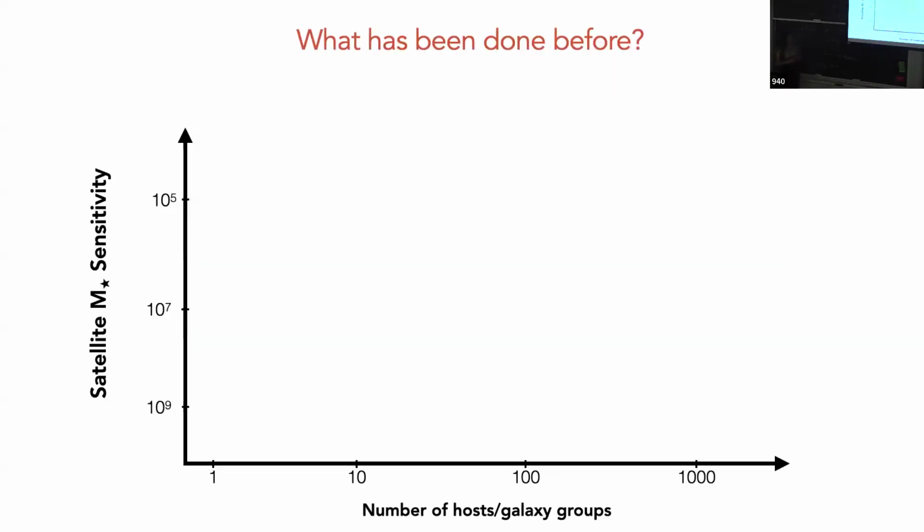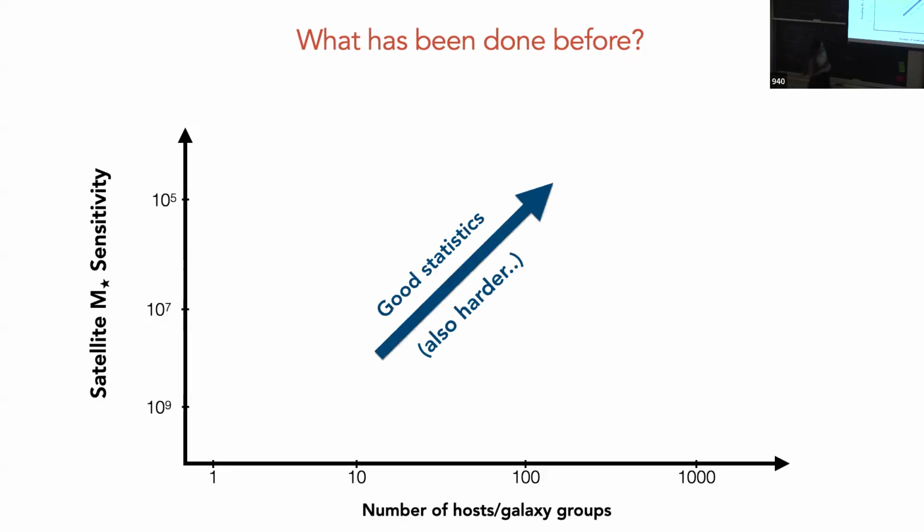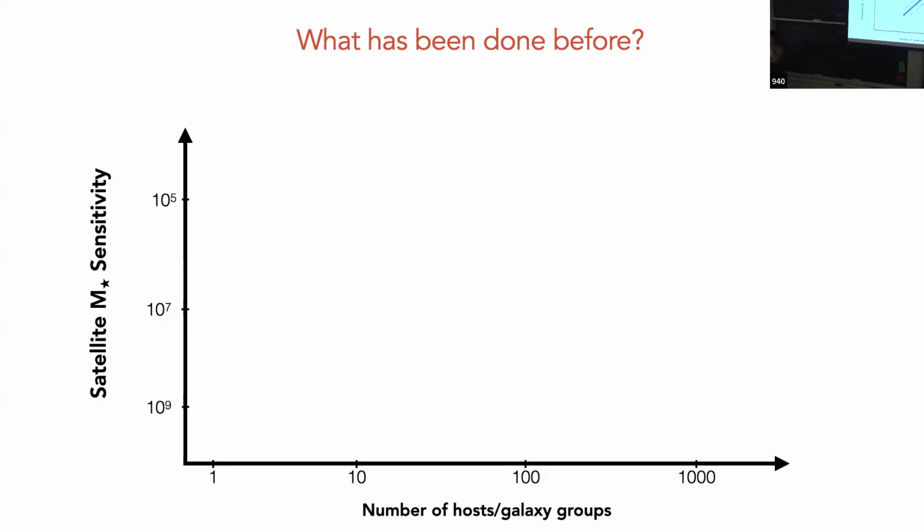So, as I said at the beginning, we want to put the Milky Way in context. So I'm going to talk about what has been done in terms of trying to map these satellite dwarf galaxies beyond the Milky Way. This is satellite sensitivity as a function of how many of these galaxy groups or hosts, like Milky Way hosts, we know about. And this is the direction we want to go, right? Better statistics and also more sensitive, but also harder. So going down the luminosity function of these galaxies.